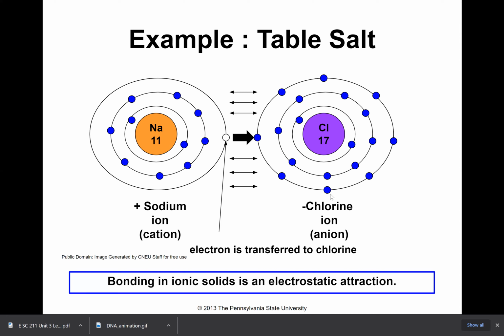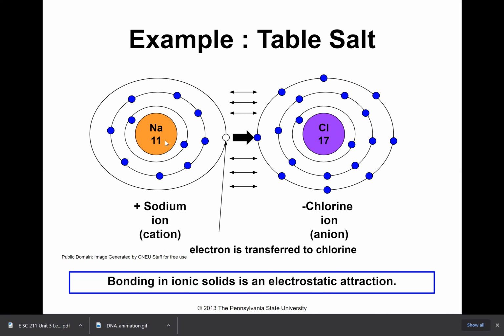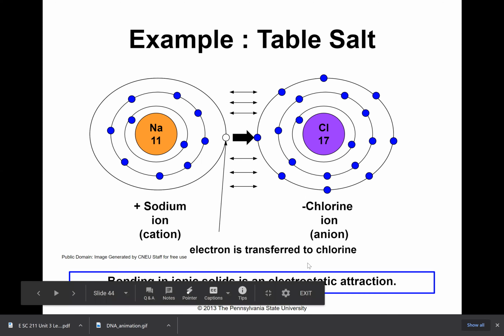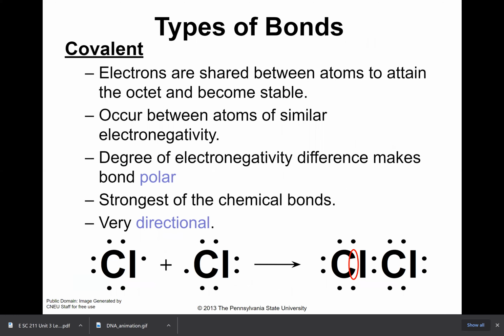All right, so if you looked up the electronegativities, you'll see chlorine has a very high electronegativity, sodium has a low one. The difference is pretty high, so that means that the chlorine could just take the electron from the sodium. The electron is transferred to the chlorine, and bonding in ionic solids is an electrostatic attraction. So opposites attract, positives are attracted to negatives. So that's ionic bonding.